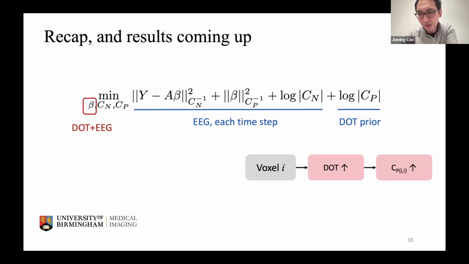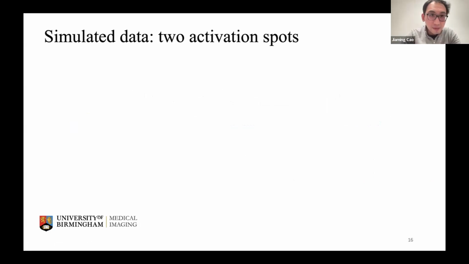And how we incorporate this DOT prior is that, again, recalling from the previous slide, for each voxel i, if the DOT is reconstructed to have a strong, high amplitude, then we assume the corresponding diagonal element of the CP matrix to be large. So here is the mathematics behind this DOT plus EEG algorithm, concisely. And now it's time to move on to some results.